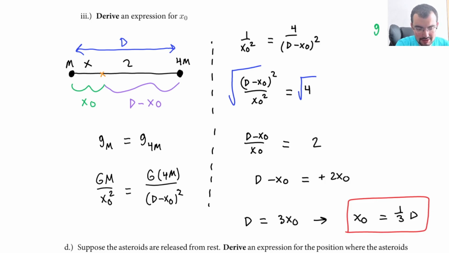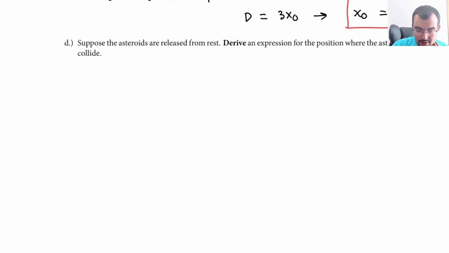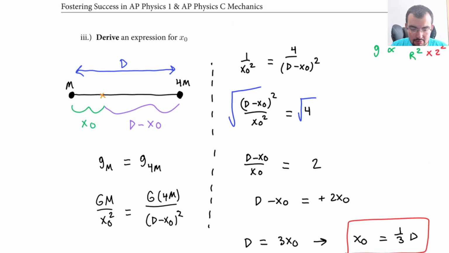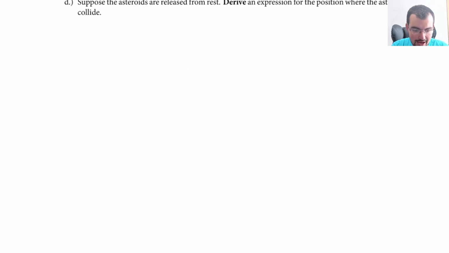So this would be x and this would be 2x. So therefore, 3x equals d. You could get that without all this manipulating. All right, this was a mean question to ask in this section, but it's technically solvable. If you know an idea from later in the course, you could do this a lot easier. But there's a nice way of doing it regardless. It says, suppose the asteroids are released from rest. Derive an expression for the position where the asteroids collide.